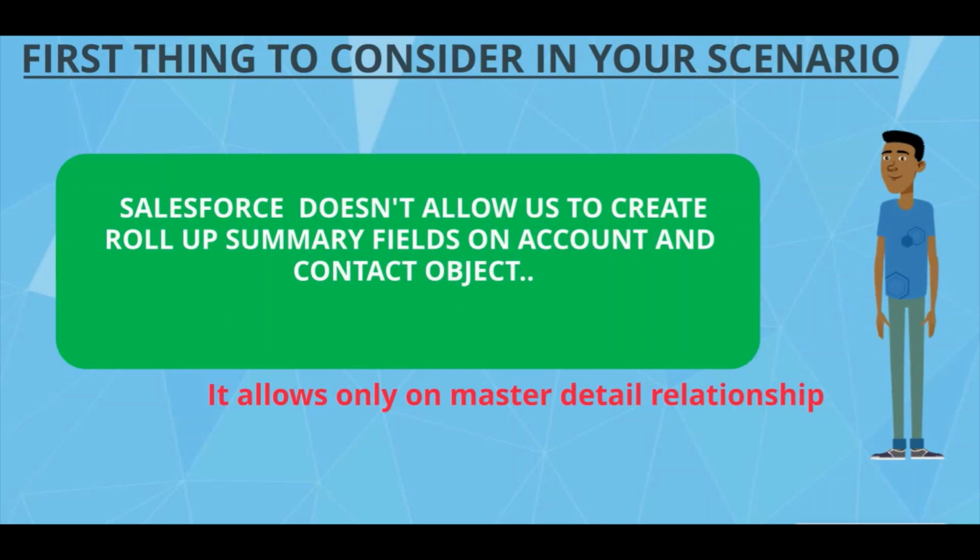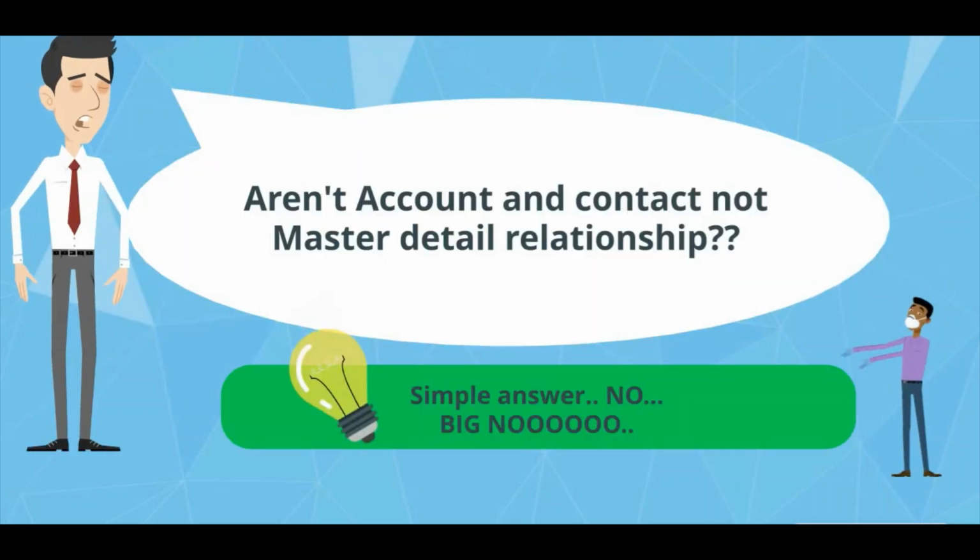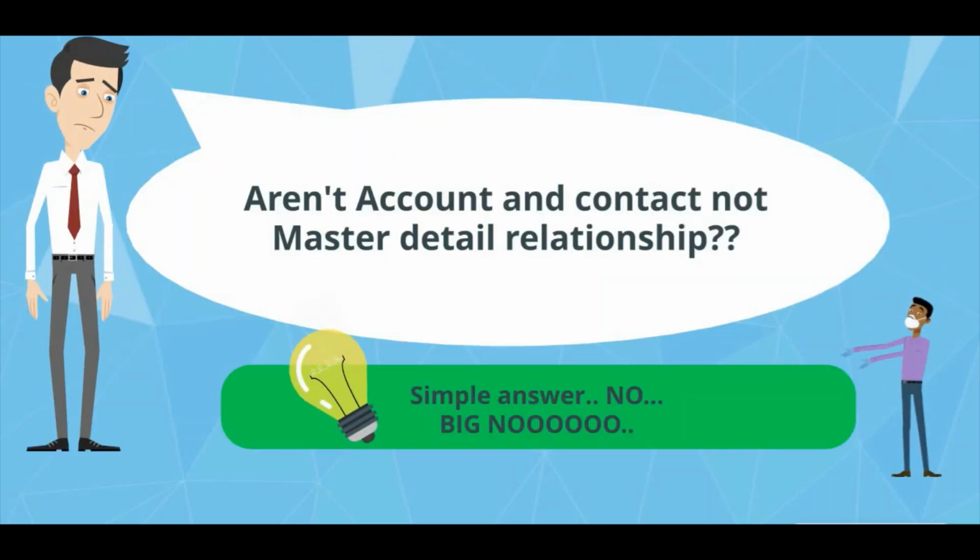It allows only on master detail relationship object. Like we have discussed, rollup summaries can be created on objects where object A and object B are connected with a master detail relationship. Aren't account and contact a master detail relationship? Simple answer is no, a big no. This is basically an interview question. Account and contact are not master detail relationship.